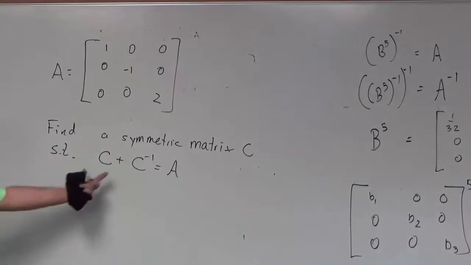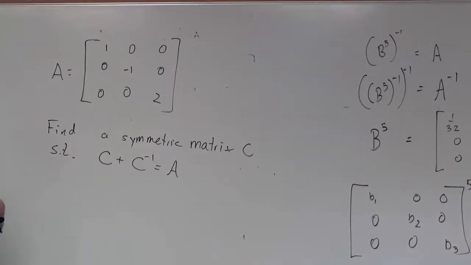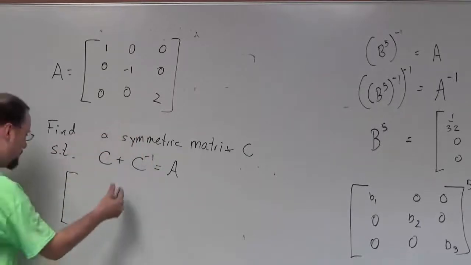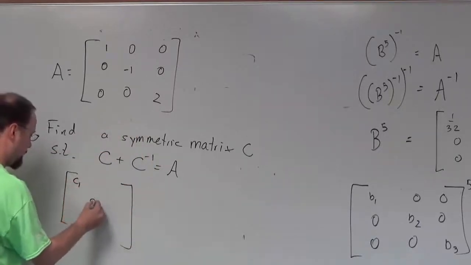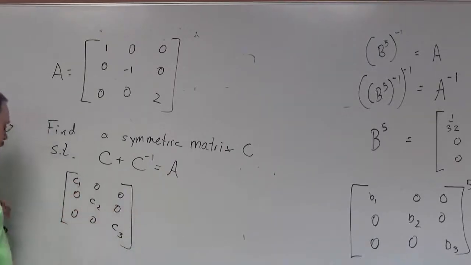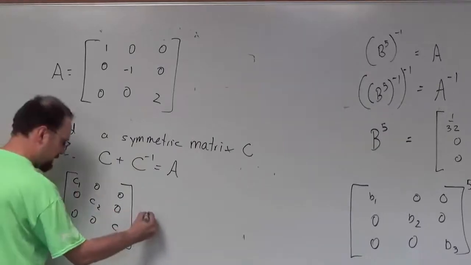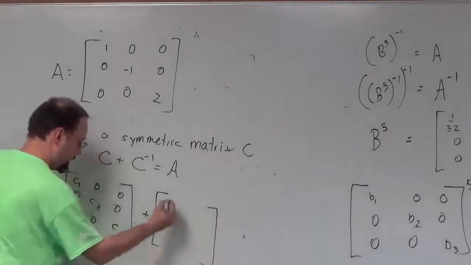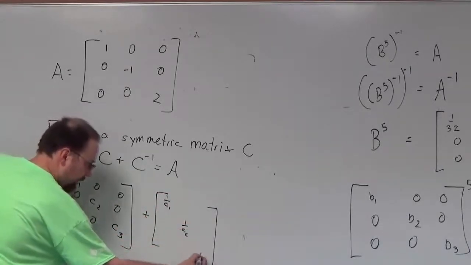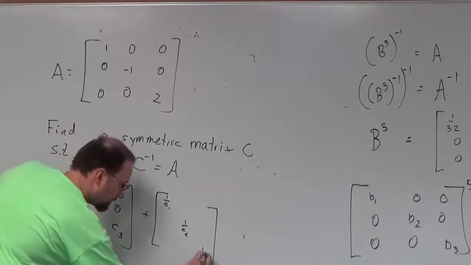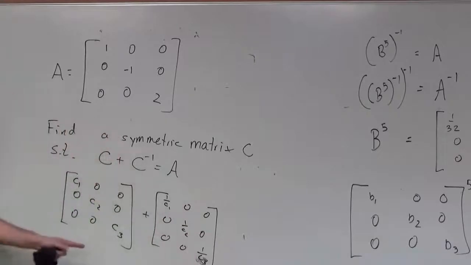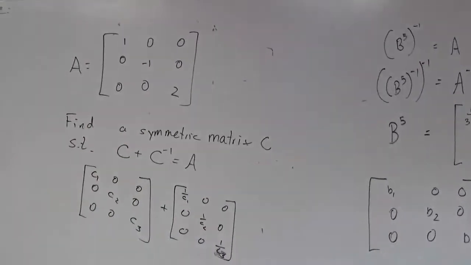And so the setup here would be, well, I know C is symmetric, and it has to be 3 by 3 because A is 3 by 3. So I can just come up with a generic matrix and put some entries here, 0 everywhere else. And then we know that the inverse of this diagonal matrix would have reciprocals on the diagonals here. And we would like that to be equal to the given matrix A.